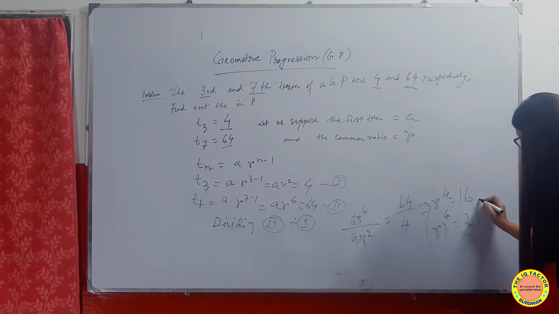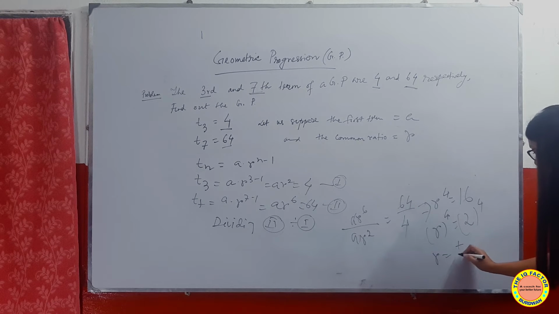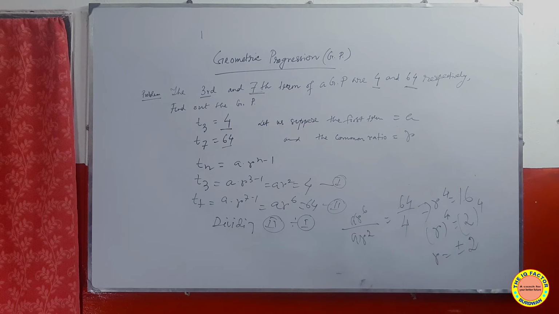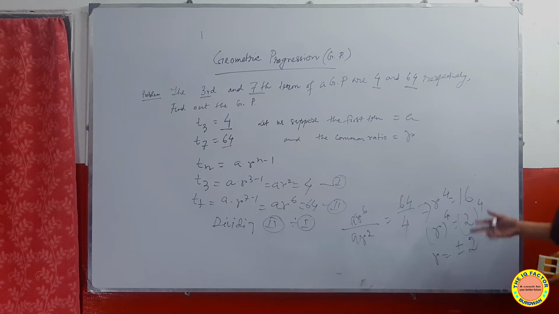We can write 16 as 2 to the power 4. And here r is equal to plus minus 2, because minus 2 to the power 4 is 16, and r to the power 4 is positive, so plus 2 to the power 4 is also 16. So r is equal to plus minus 2. Now putting that value of r, we can get the GP.